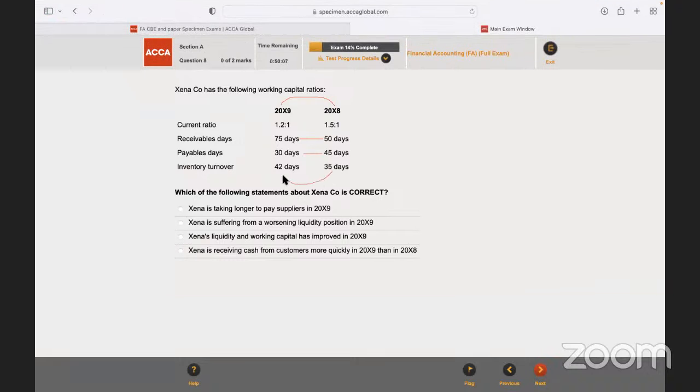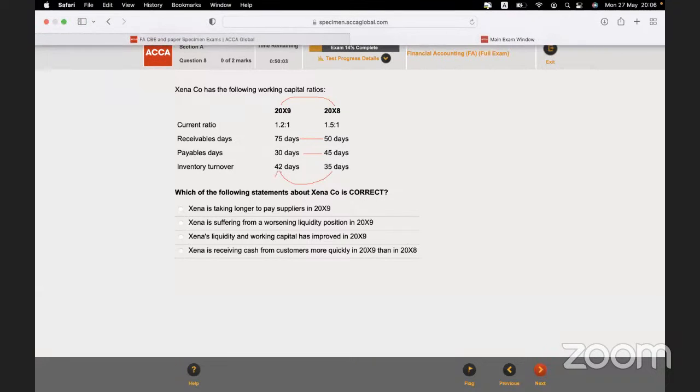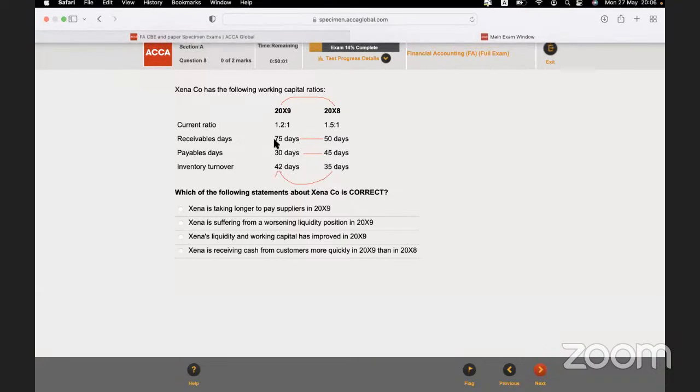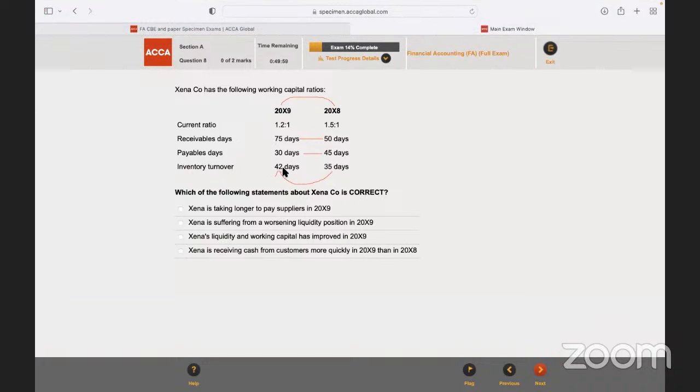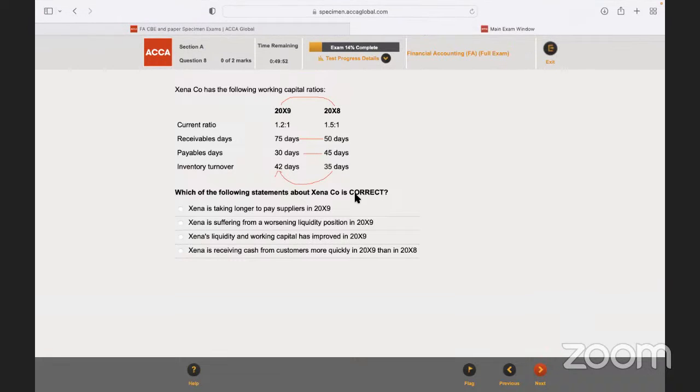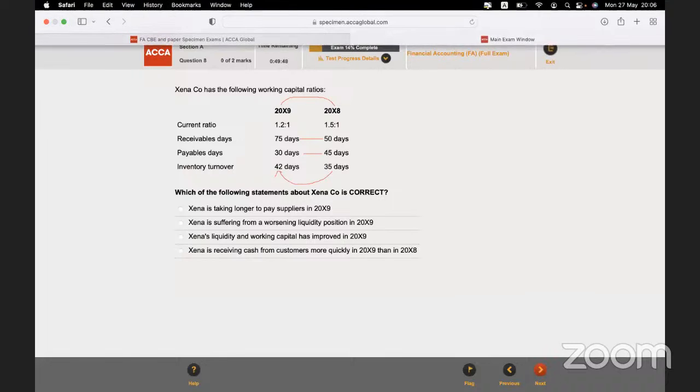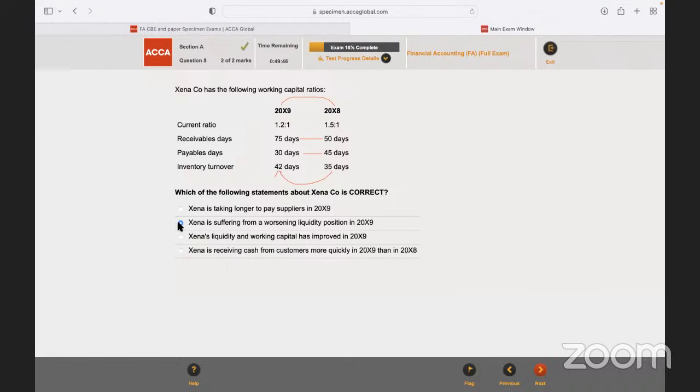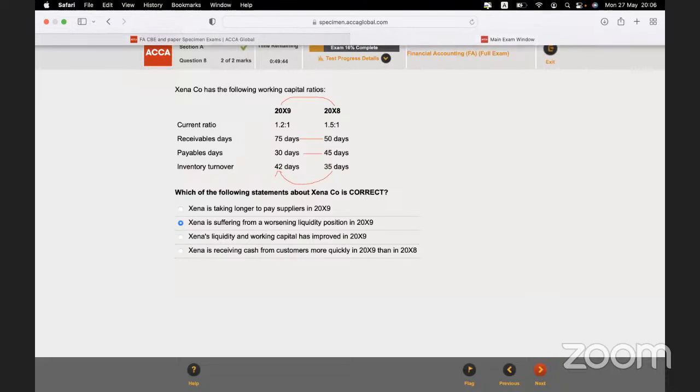Inventory turnover days has increased. That means our stock is taking more time to sell. Okay. Inventory turnover, guys, 35 became 42. No, 35 has become 42 means we are taking a bigger time period to sell our stock. So the correct statement, guys, out of all these should be the second one, guys, should become the correct answer.